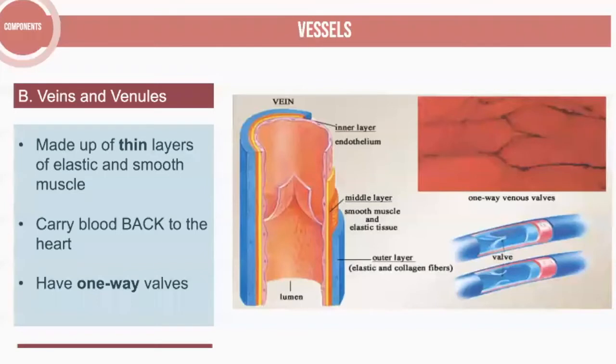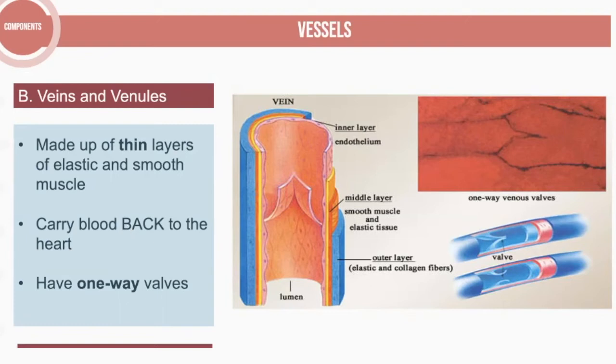Next blood vessel, we have the veins and venules. Veins and venules are made up of elastic fibers and smooth muscles, however, of thinner layers compared to the arteries. For their main function, they carry blood back to the heart. As a mnemonic, V sounds like B, back, so they carry blood back to the heart.